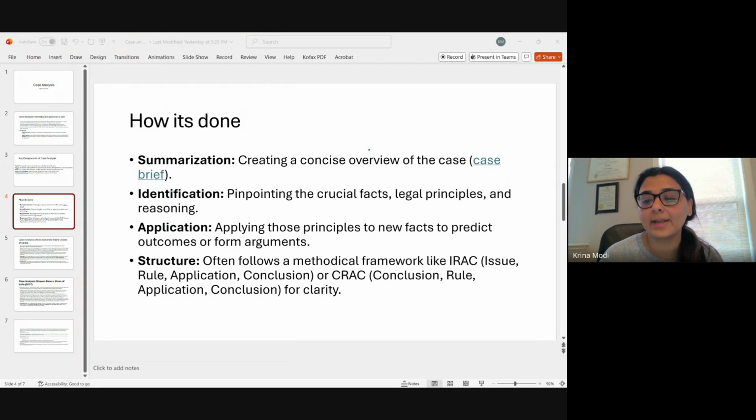So first, we identified the issue. The issue was there was an accident by somebody who was driving an Uber. What are the crucial facts? The facts of the case were the driver was on the app. The driver accepted a ride. He picked up a passenger, and they met with an accident with another vehicle.